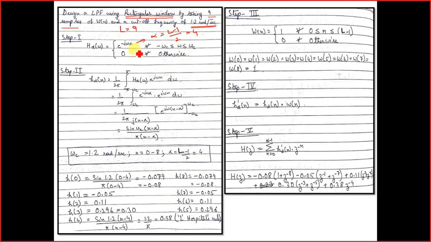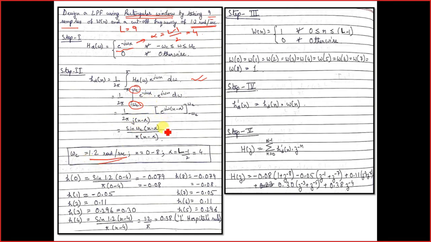So what you have to do, we have chosen this frequency component. The same steps we have followed: hd of n is equal to 1 by 2 pi integral from minus pi to pi of Hd omega e to the power j omega n d omega. Now from our previous discussion we know that for a low pass filter the frequency components vary from minus omega c to plus omega c. Now what is the omega c over here? Omega c is 1.2 radians.